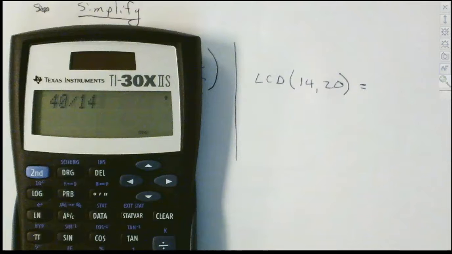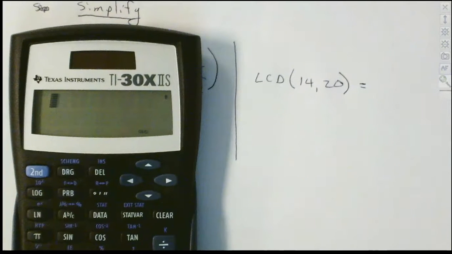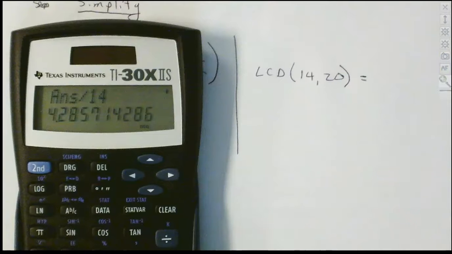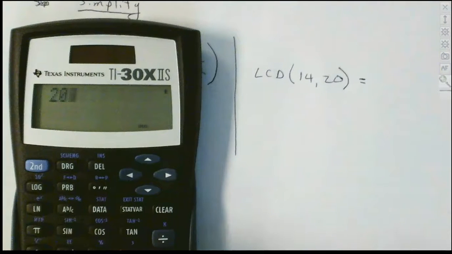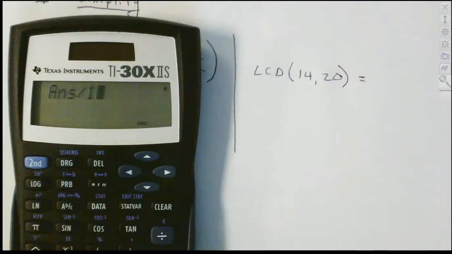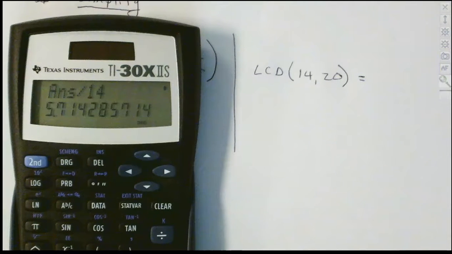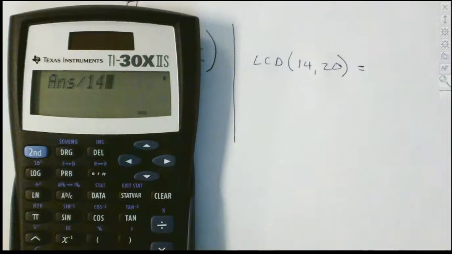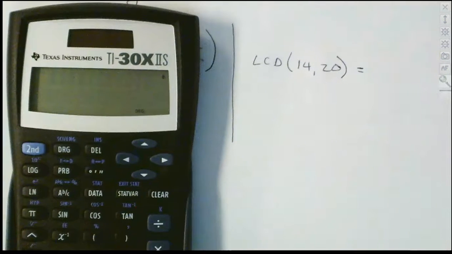Does 40 evenly divide by 14? Nope. Then 20 times 3. Well, 20 times 3 is what? 60. Does 60 divide by 14? Nope. Okay. 20 times 4 is what? 80. Does 80 evenly divide by 14? Nope. And you can get the numbers faster. I'm just showing you how I go through them. We've got 20 times 5. That's 100. Does that divide by 14? Nope. Okay. We're almost there.